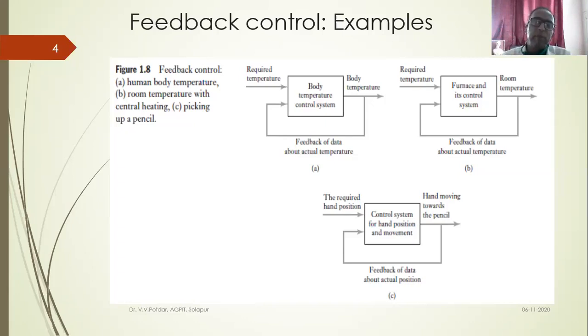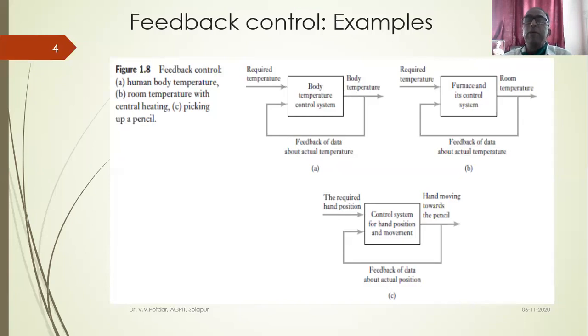Take searching for a pen, or searching for the canteen in our campus. First of all, we search randomly. Once we calibrate our system to the campus layout, I automatically go by the road to the canteen area. These are examples of feedback controls. There are a number of examples.